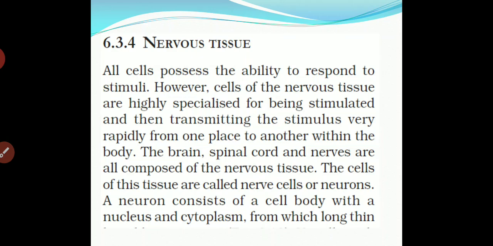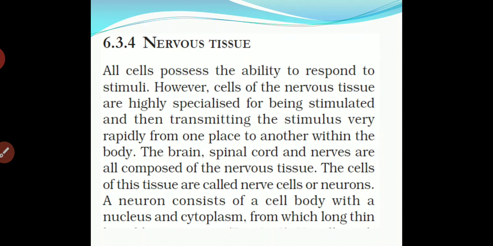The brain, spinal cord and nerves are composed of nervous tissue. These three have nervous tissue. The cells of this tissue are called nerve cells or neurons. The cells present in a nervous tissue are said to be nerve cells.